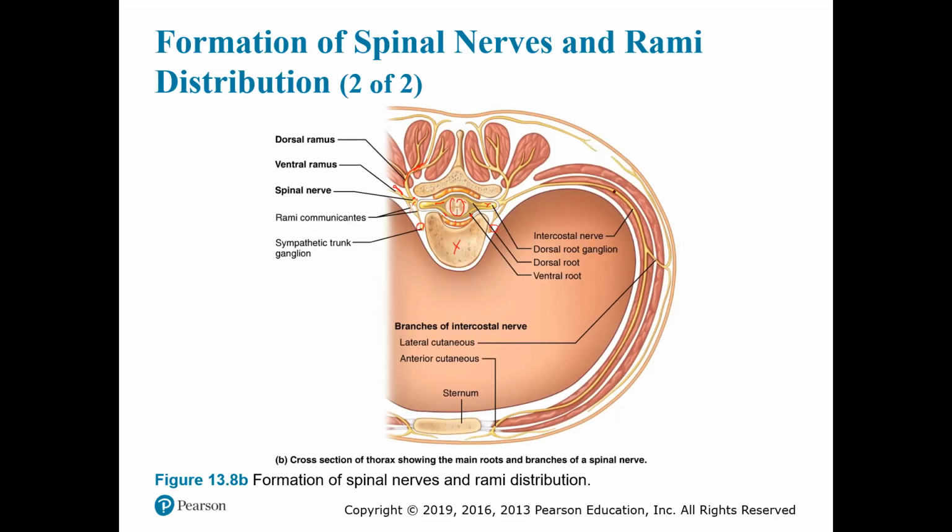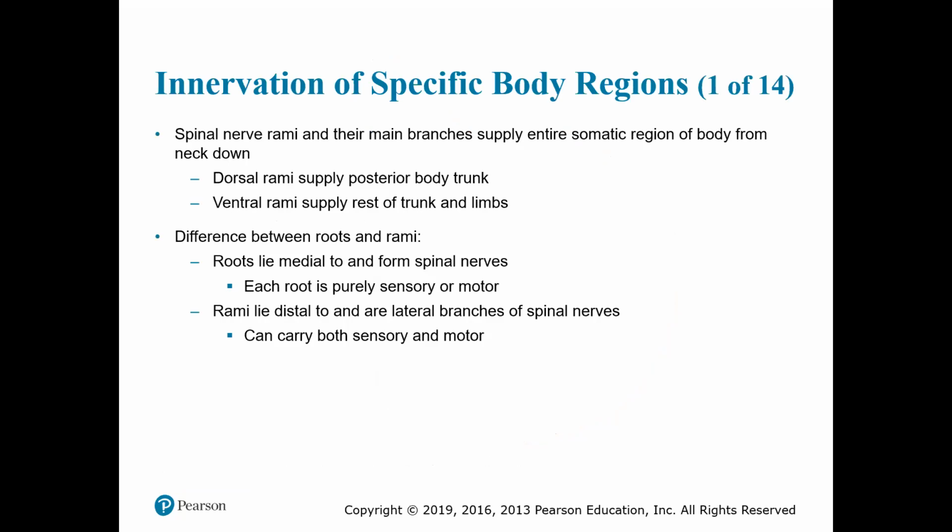This is thoracic, so you can see the intercostal nerves. This is not part of the plexuses. This just explains that the dorsal rami go to the back of the body trunk, and the ventral go to the limbs. The roots you saw, and the rami lie distal. Remember, both sensory and motor in these cases.